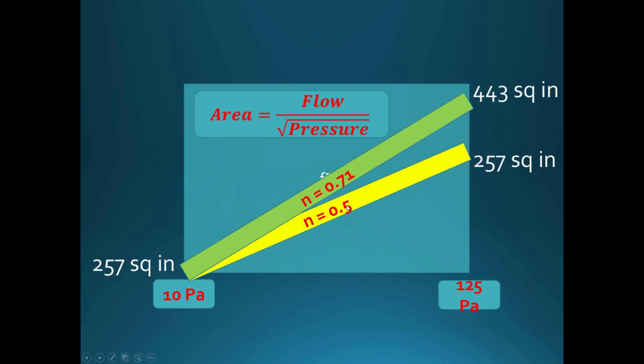The previous NFPA formulas used an N value of 0.5, and we had to assume that because we're only taking a single point test at 10 pascals. Now we're taking a 2-point test at 10 and 50 pascals. It allows us to actually measure this slope, which is often 0.6, 0.7, and so on. And if that's the case, a measurement at 10 pascals might yield a leakage area of 257 square inches. But if we have a slope of 0.71, which is not uncommon, we might have 443 square inches at 125 pascals, which is the pressure that we do our peak pressure evaluation at.